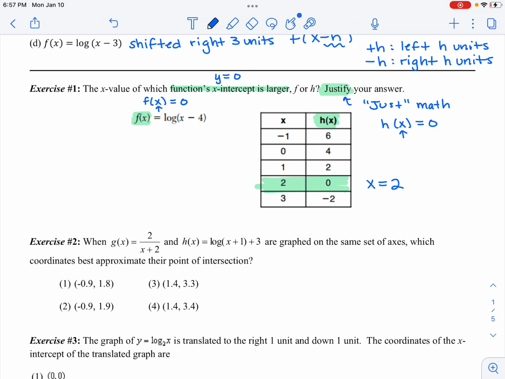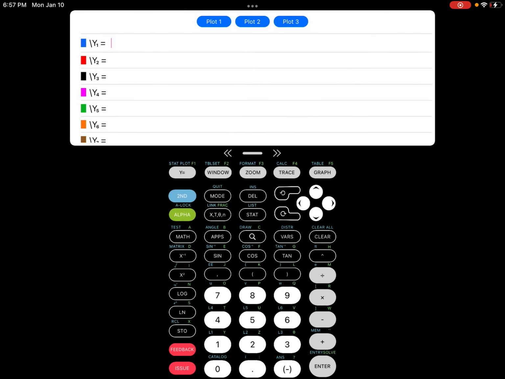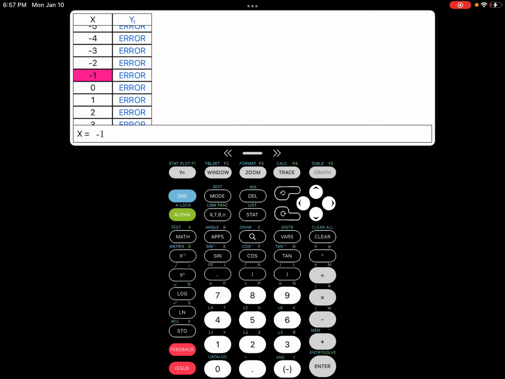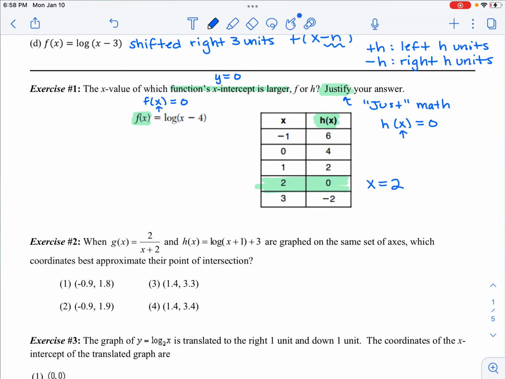So now we need to decide if f has a bigger or smaller x-intercept. One way is to go to the calculator and get a table for f. So let's go to our y equals. We're going to type in, again, this is a common logarithm, so log base 10. We can use the log key right on the front of our calculator. x minus 4. Let's hit second graph, go to the table. I'm just going to bring this down a bit, and we can see from the table that when x is 5, y is 0. So to justify this, I'm just going to make myself a table.